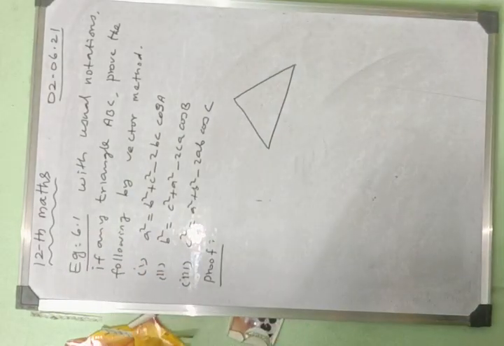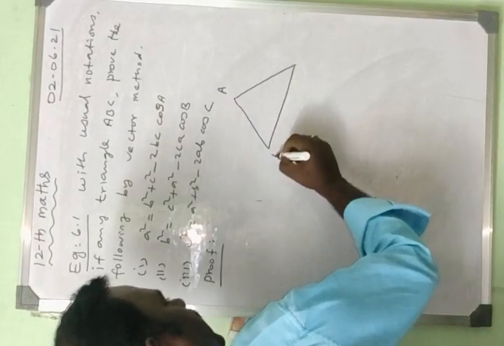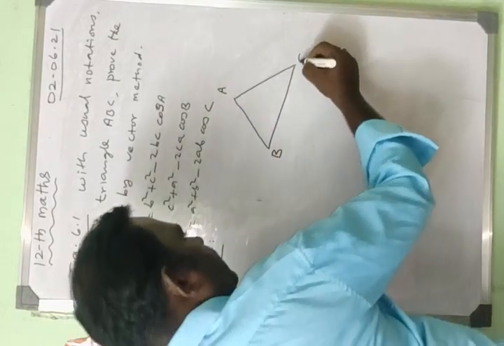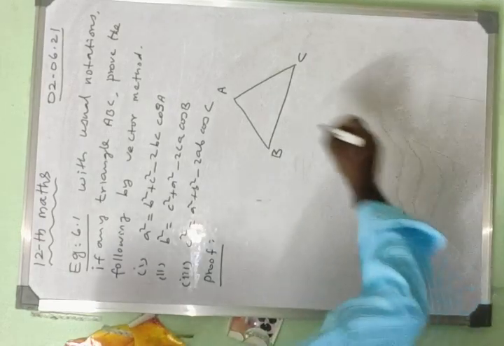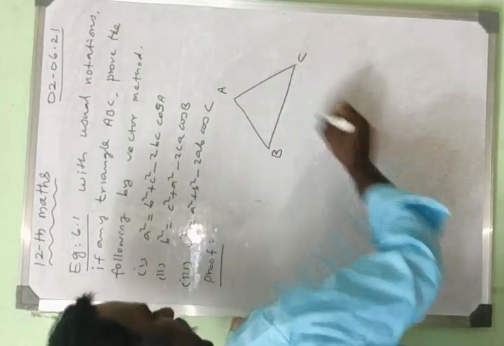Like this. Okay, so this is A, this one B, this one C. Now here, this is vertex of A, this is vertex of B, this is vertex of C.